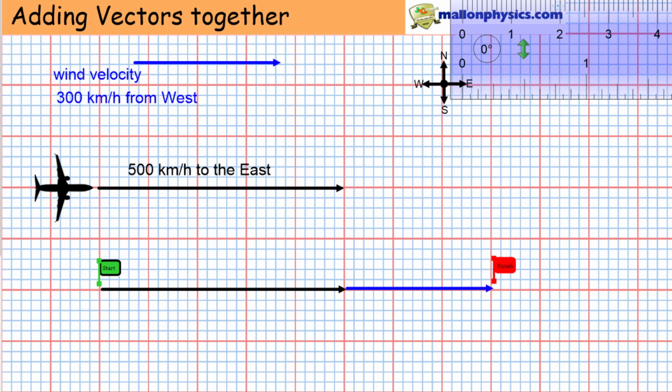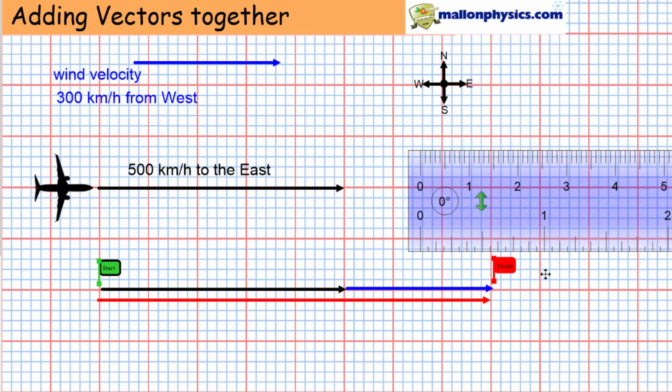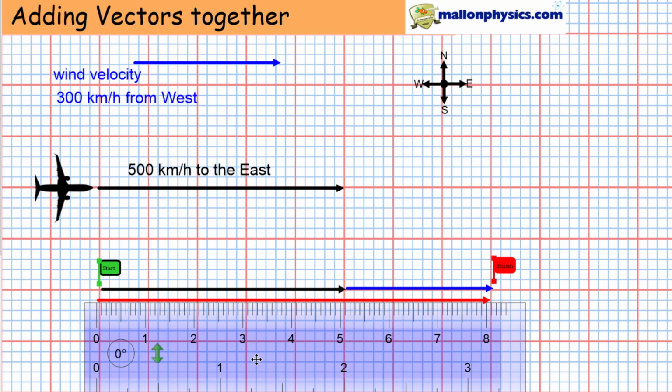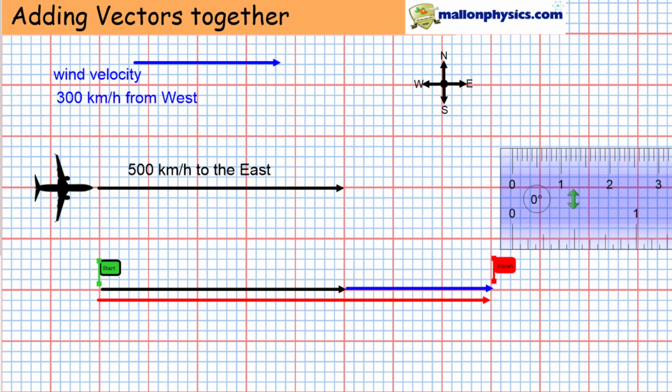Now remember from our study of vectors for displacement, the resultant vector is always from the start to the finish. So in this case, this big red vector here represents the resultant velocity of that aircraft relative to the ground. And you can see from the length of it, it's going to be about 8 centimeters in length, which translates as 800 kilometers per hour, and it's heading towards the east. So there is a resultant velocity of the aircraft relative to the ground, 800 kilometers per hour to the east.